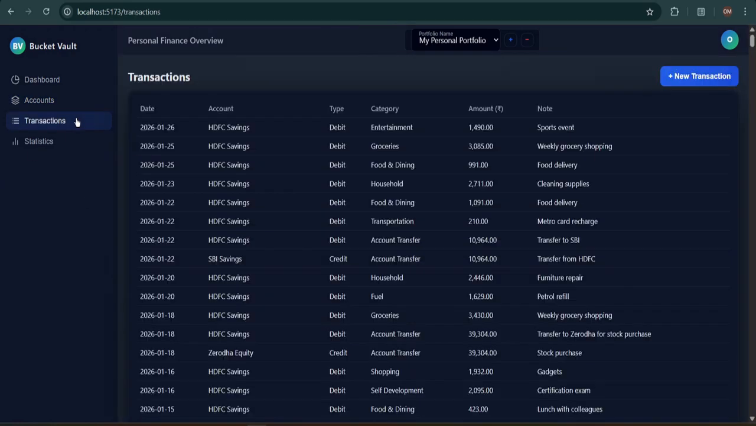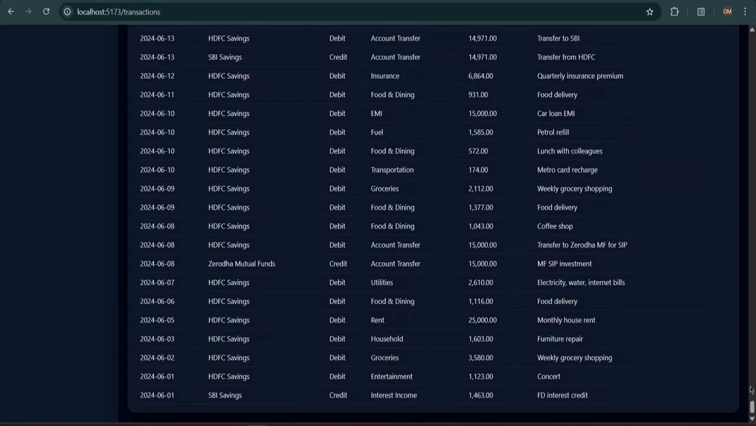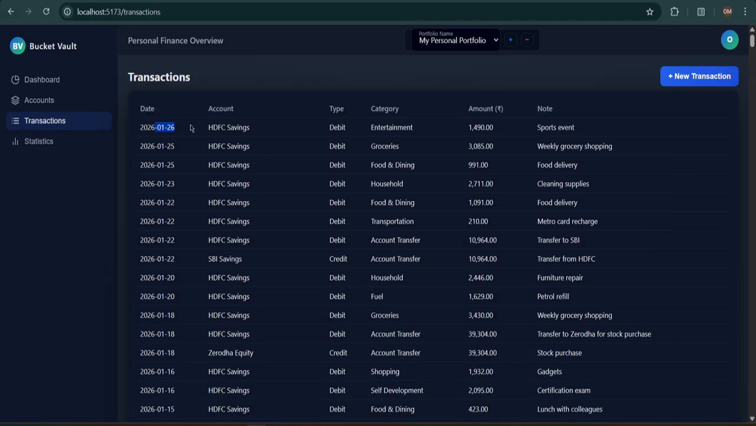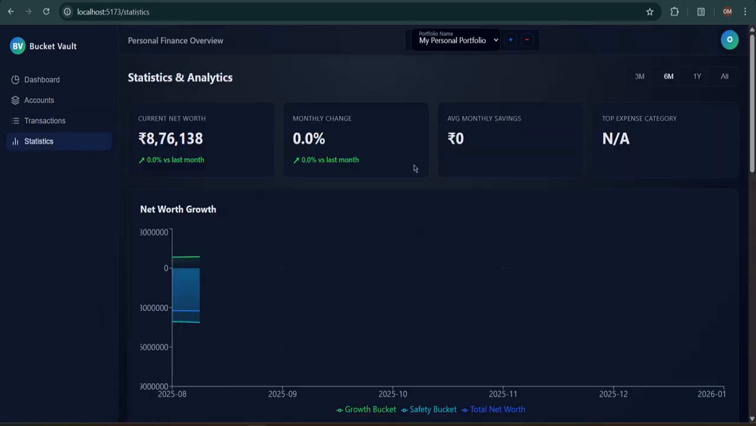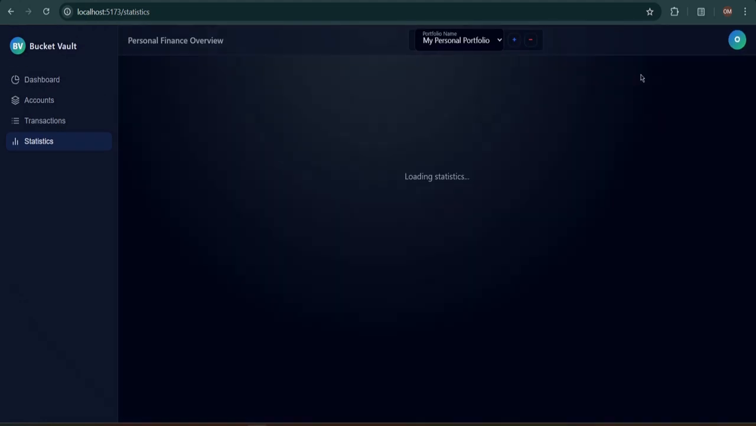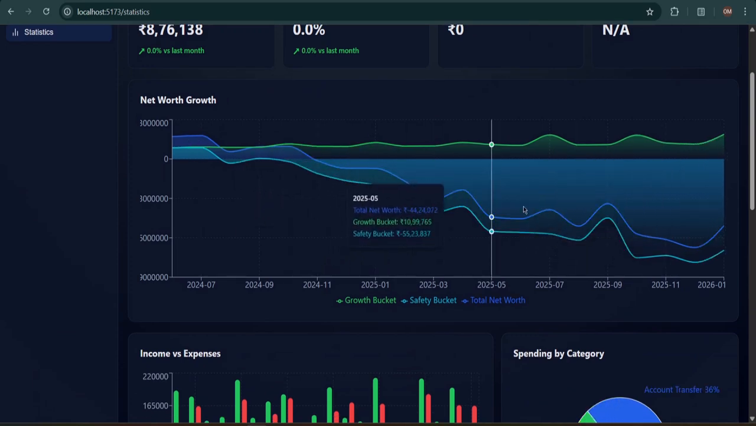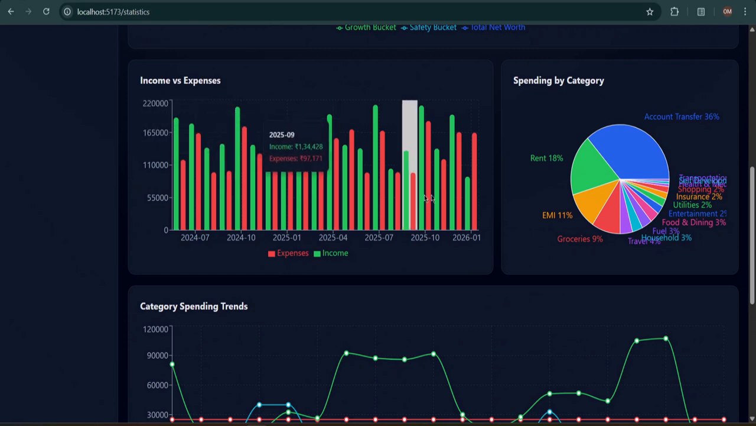So we can see the transactions here. We have all the transactions starting from 2024 up till 2026. These are all dummy transactions again, and then we would see the final magic on the statistics page. We would be able to see how our net growth has worked over time. We can switch the time frames from 1 year to all the years that we have data, and we can see the beautiful graph analysis. Here we can see the bar charts, and we can see the spending categories in a pie chart.